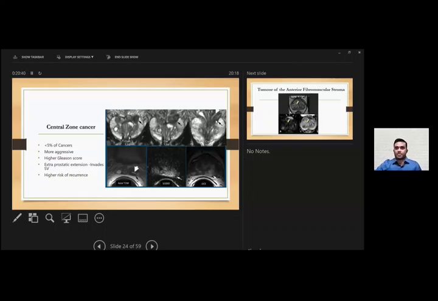So this type of cancer is now important, and we are recommended to diagnose such a condition, because even though the percentage of cancers that arise from the central zone is less than 5%, they are more aggressive, have a higher Gleason score, and have a higher rate of extraprostatic extension, as they can easily invade the seminal vesicles. They also have a high risk of recurrence. So this is now one area that we need to look at carefully while reporting multiparametric prostate MRI.